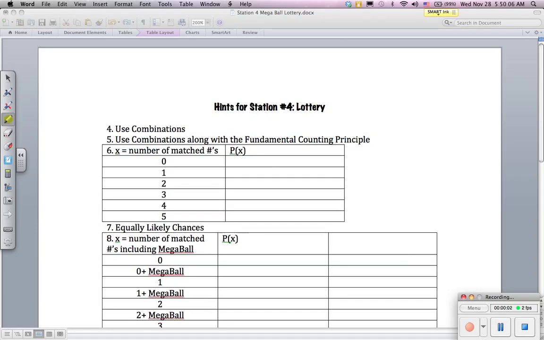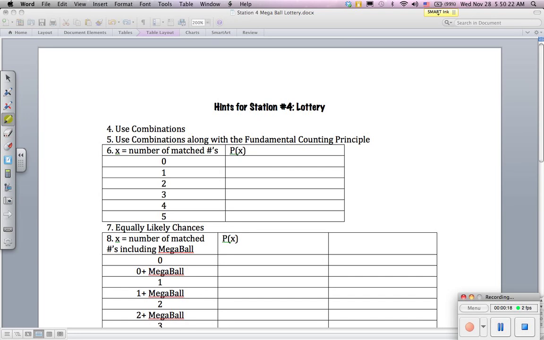Okay, this video gives you hints for station number 4, the lottery. The first hint I want to give you is for problems 4 and 5. You're basically just using combinations.